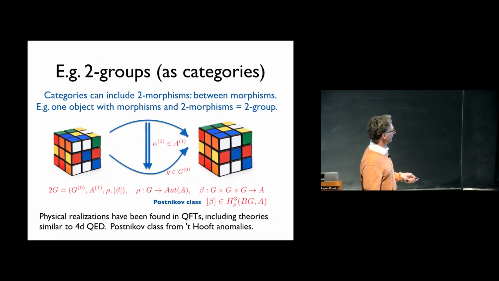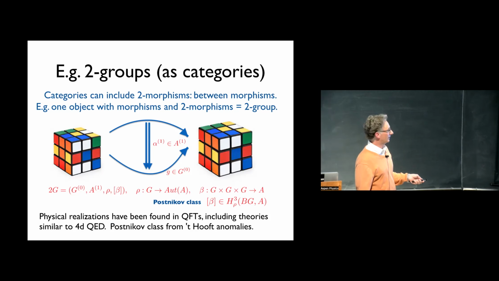Another thing that we could do is start off with just one system like the Rubik's cube. You could look at the morphisms that we talked about before, and then we could look at morphisms between those morphisms. And so this gives what you could call a two-group. The two-group could be described in terms of some zero-form group, which could be non-abelian, some one-form group associated with these morphisms of morphisms, and some extra data, including something called the Postnikov class that I'll come back to. Physical realizations have been found in quantum field theories, including theories similar to 4D QED. This Postnikov class comes from 't Hooft anomalies.